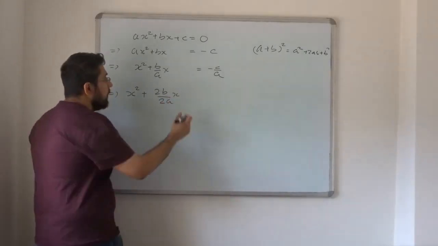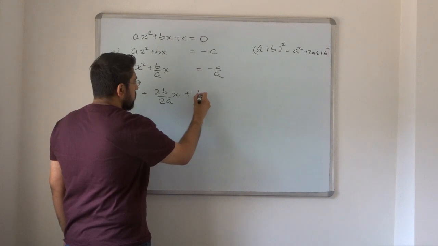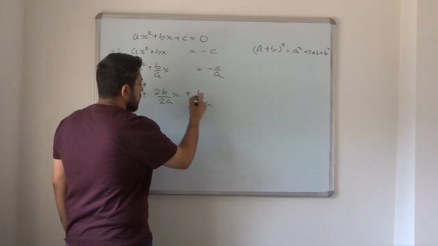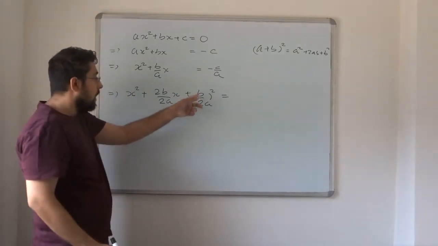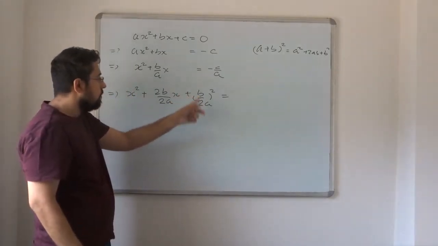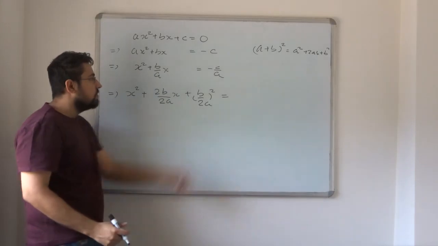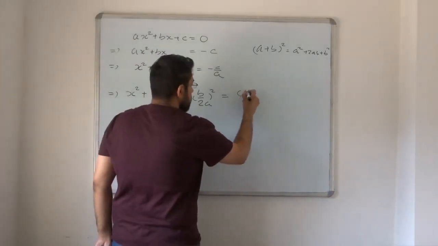Okay, and now here you add this. You add b upon 2a, b upon 2a squared to both sides.